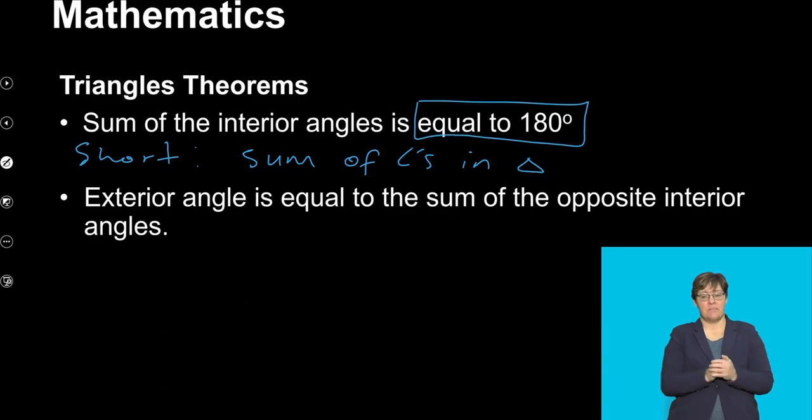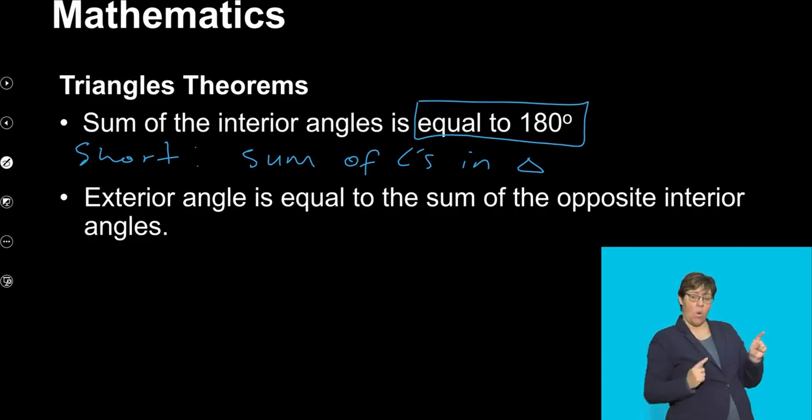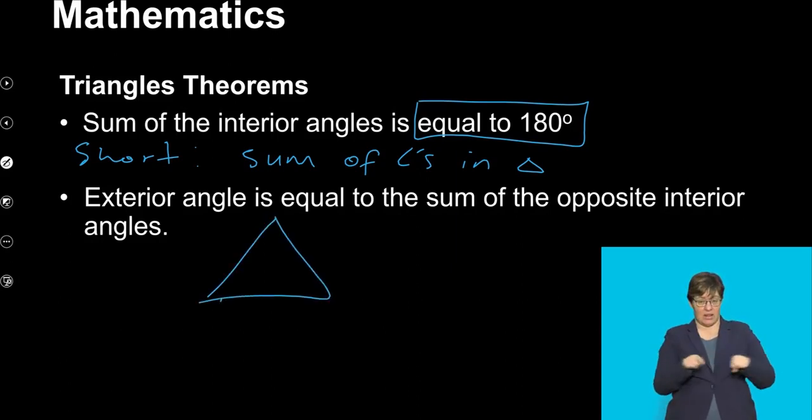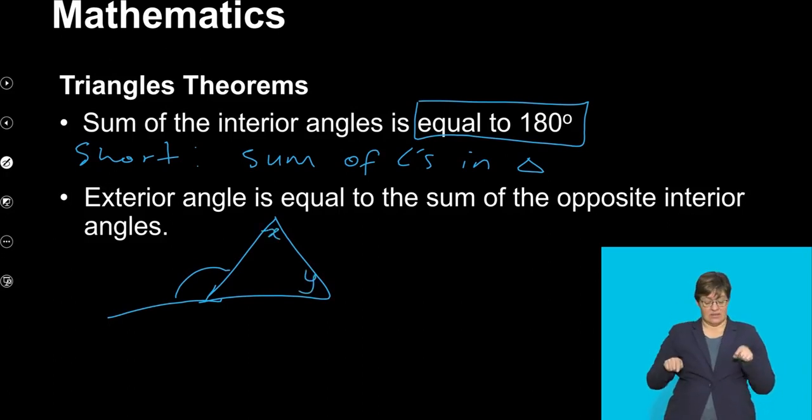Also, we have what we call the exterior angle, which is equal to the sum of the opposite interior angles. Now, this has to do only with a triangle. How to actually see this will be when we have one side that is produced, which we're going to talk about as well. Then this will be equal to, if those angles were x and y, x plus y.